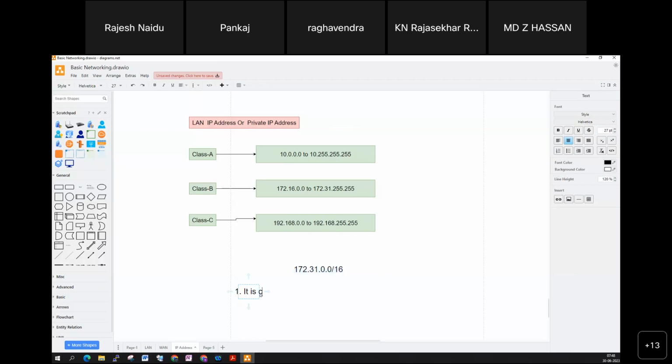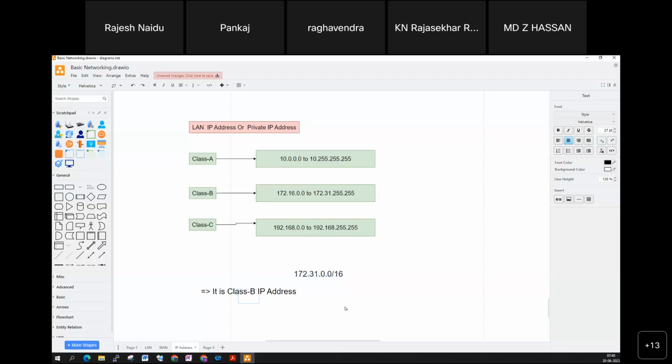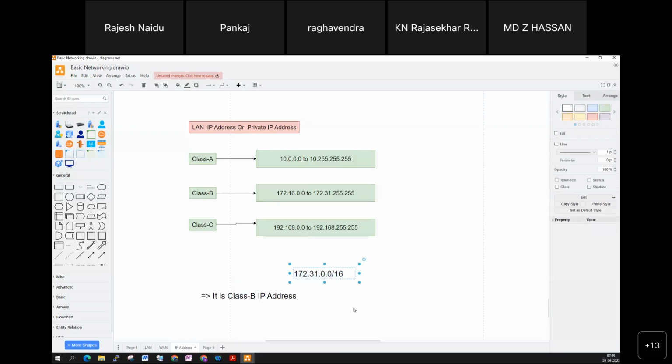It is a class B IP address. Perfect. So how did you identify it? The range. 172.31 belongs to class B. Between the range, this IP address is there. You can identify it that way.